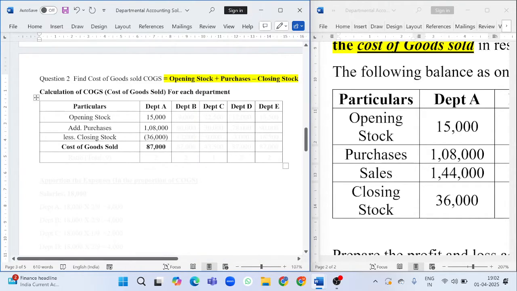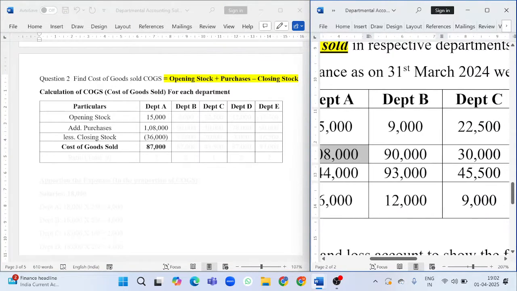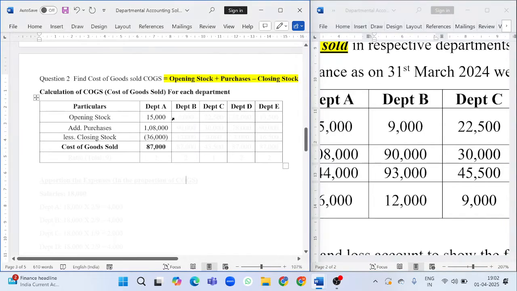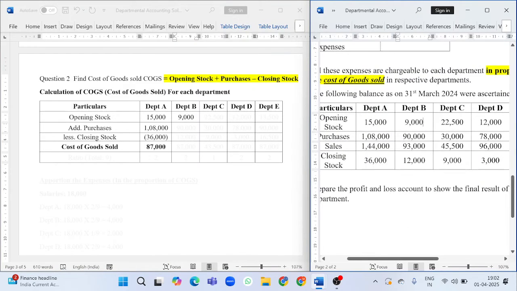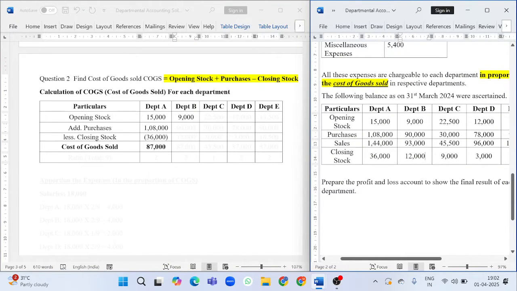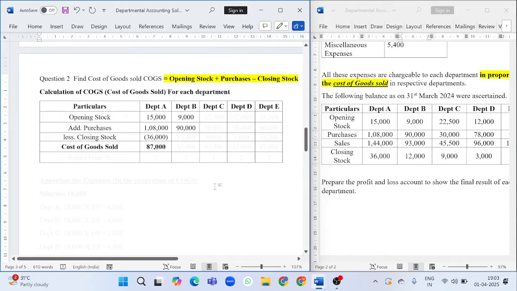Next, department B. Let us look into department B. For department B, the opening stock is 9,000 rupees, so I am writing here 9,000 rupees. Closing stock of department B is 12,000, but first we need to add purchases. The purchases of department B are 90,000 rupees, and from that we have to deduct closing stock of 12,000 rupees. So I will be subtracting closing stock of 12,000 rupees.